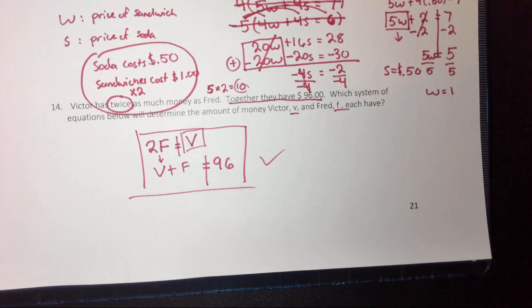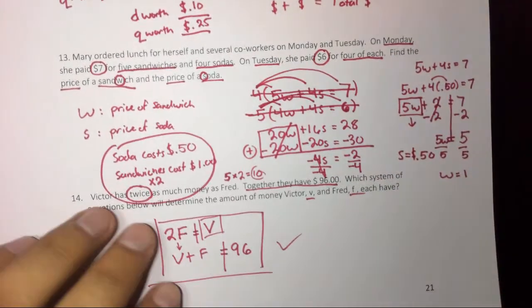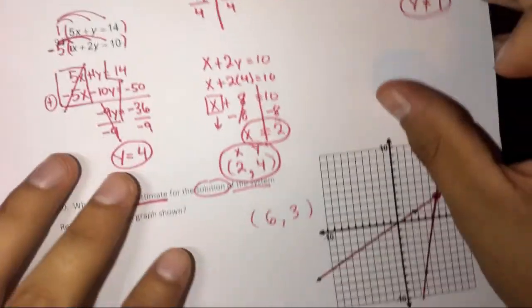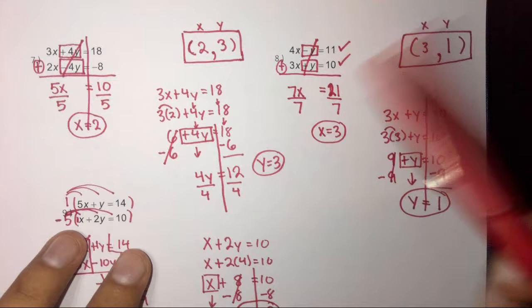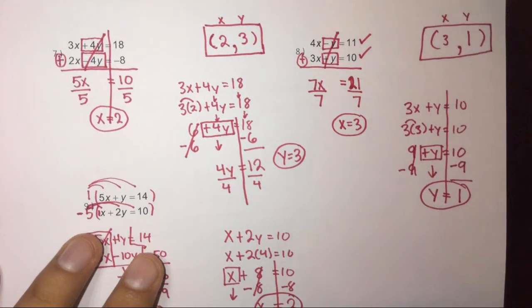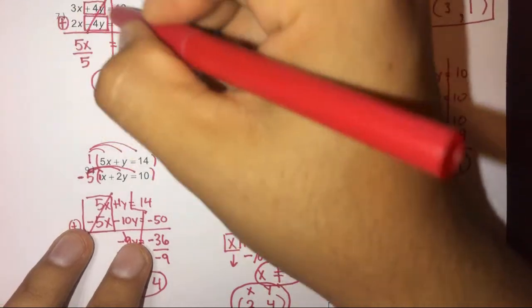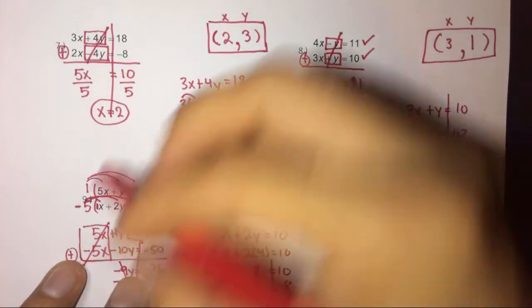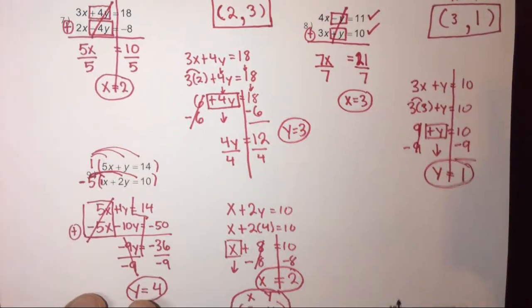Make sure that you're looking to see if some of these cancel. If they do, just immediately cancel them out. Don't immediately go into the multiplication. See if they cancel out first, and then go into the multiplication.